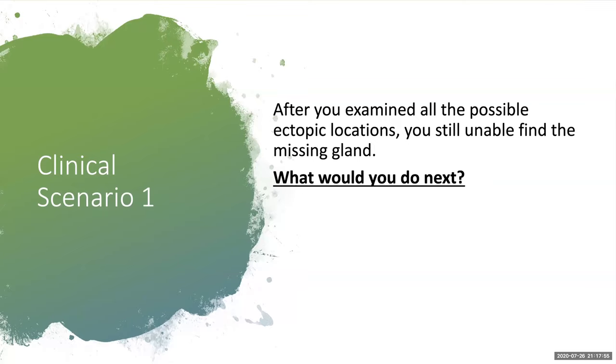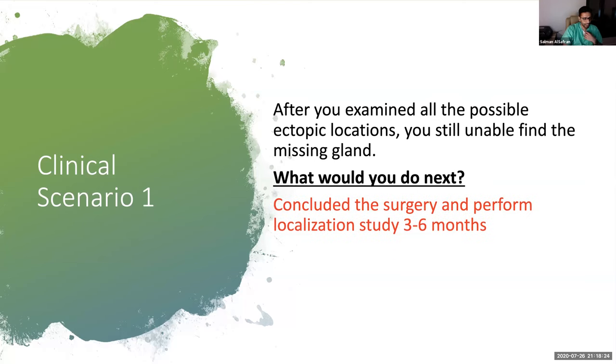If it is unavailable, then I will conclude the procedure, and then I'll do re-imaging and relocalization post-op to assess for further ectopic sites that I did not explore, as we said, pericardium and other areas. Okay. All right. So, exactly. You would conclude the surgery and perform a localization study 3 to 6 months after the index surgery, okay?